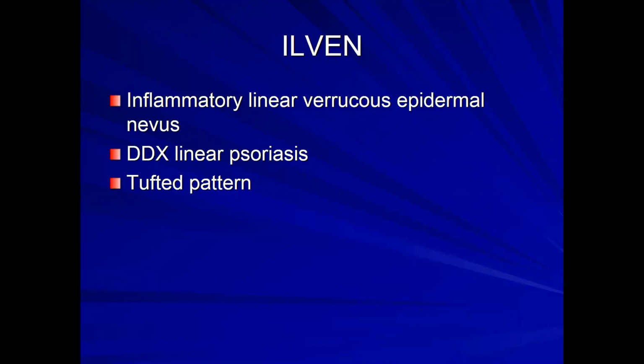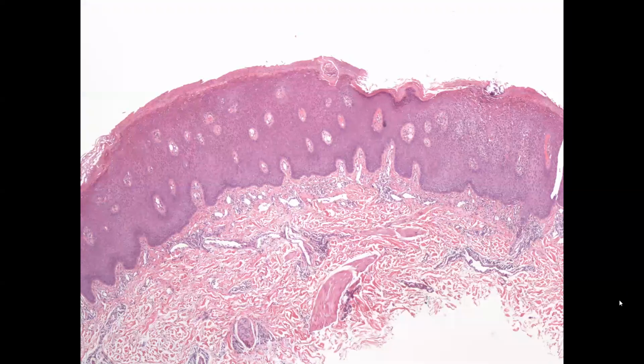So that's psoriasis. ILVEN stands for inflammatory linear verrucous epidermal nevus. The differential for this is linear psoriasis, but it looks different because it's in a tufted pattern. So what in the world do I mean by a tufted pattern? Well, here and here and here have different patterns. What you notice here is you see a loss of the granular layer, and then when we go up close, you're going to see parakeratosis with neutrophils. And that sort of reminds you of psoriasis.